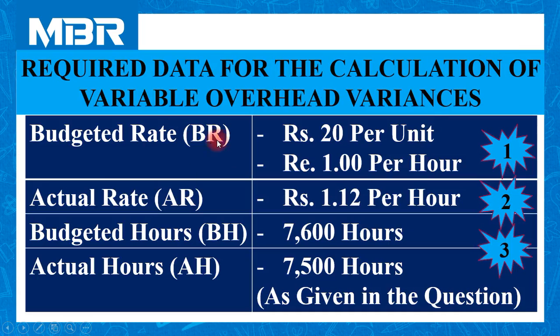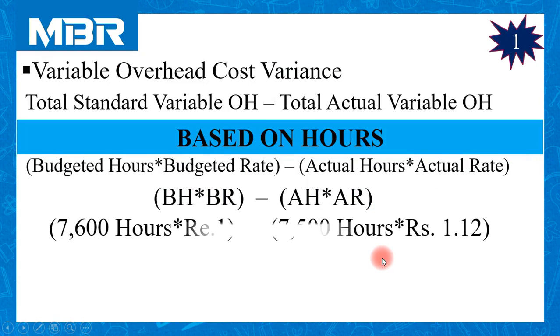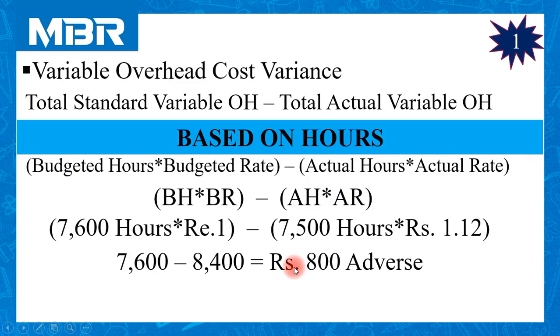You can check over here. Budgeted rate rupee 1 per hour. Budgeted hours 7,600. Actual hours 7,500 and actual rate 1.12. Simply insert the data in the formula and you will get the result. Budgeted or standard variable overheads are 7,600, while actual overheads are 8,400.